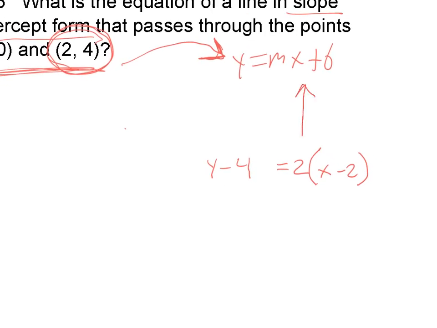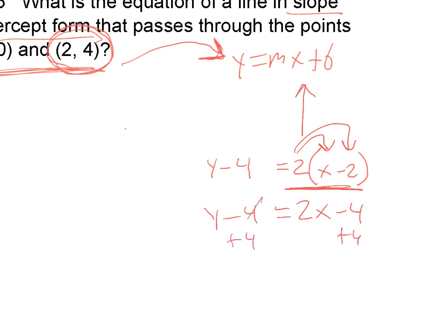So we need to get y by itself. So the first thing we want to do is do the math on this side, okay? We're going to take 2 times both of these things. So 2 times x and 2 times negative 2 is negative 4. So here's what we've got. So one more step then, right? I still need to get y by itself, so I'm going to add 4 to both sides. That cancels out, so I get y equals 2x, and guess what? This cancels out too. So there's my equation in slope-intercept form, okay?